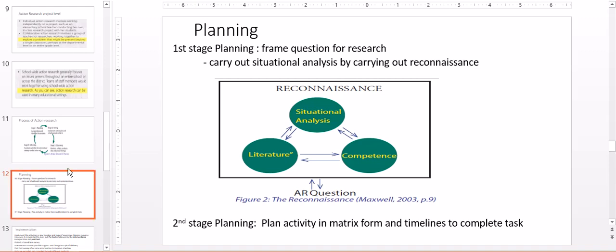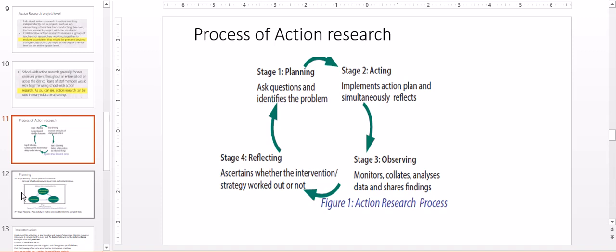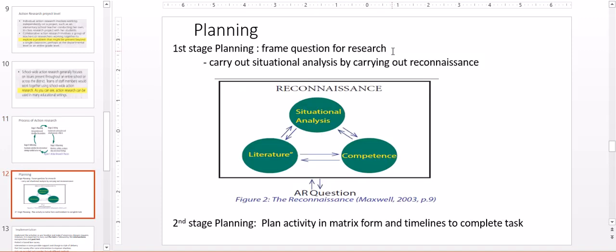All right, in the planning stage, there is a first planning. In the planning, we must frame questions. The first stage of planning is to frame the questions, and number two, carry out the situational analysis by carrying out reconnaissance. Reconnaissance is an analysis of three different areas: situation, literature, and competence.